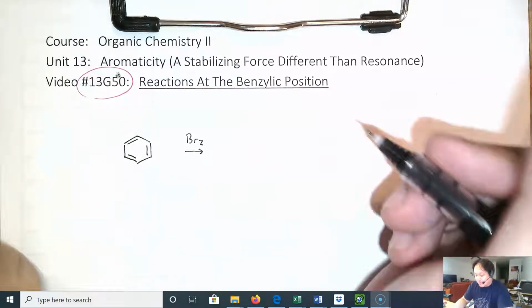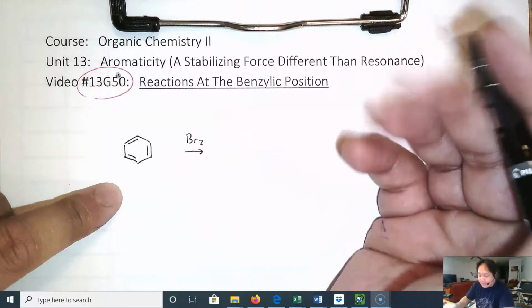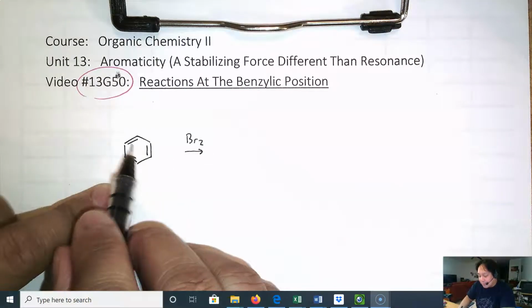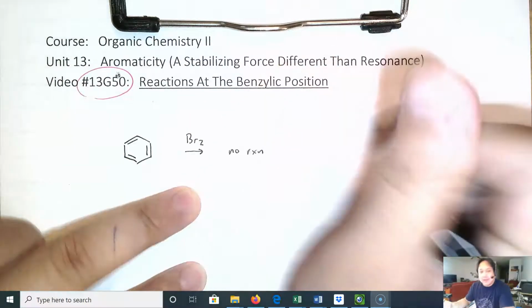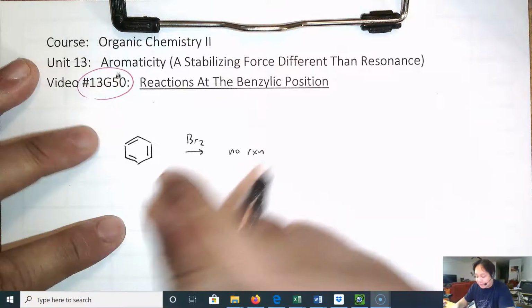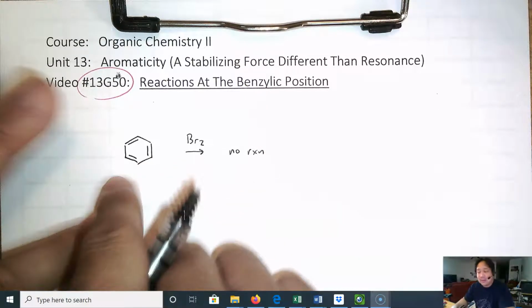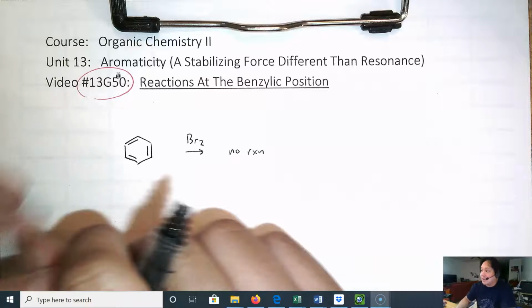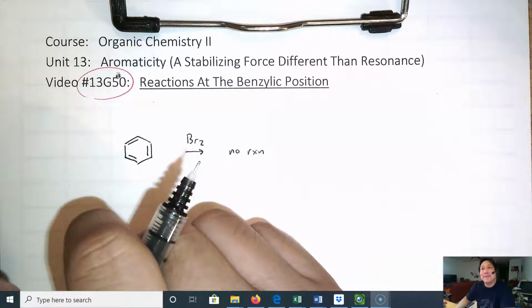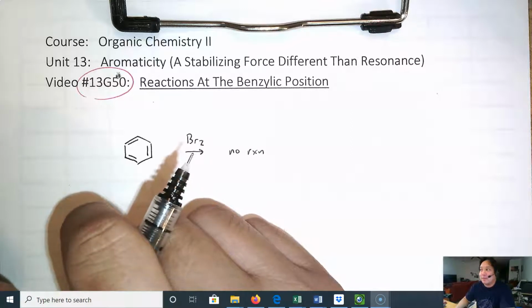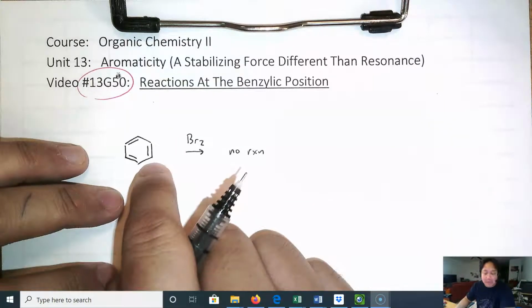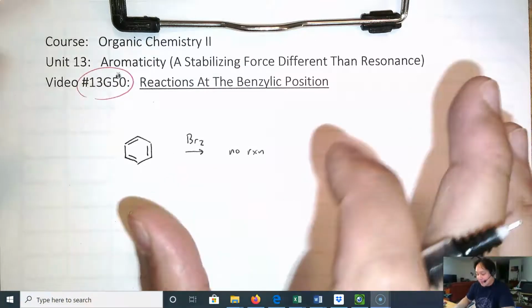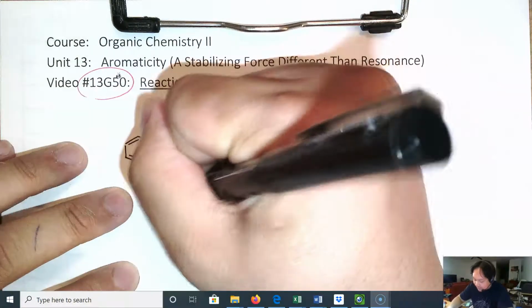You would think that whether you have one equivalent, two equivalents, or three equivalents, you'll start doing addition to the double bonds. But we have no reaction. In the next unit, we're going to look at reactions that actually do bromination on the ring. What else? Bromination, chlorination. We could add other groups like a nitro group. We could add a methyl group. But for now, we're going to consider benzene pretty inert.